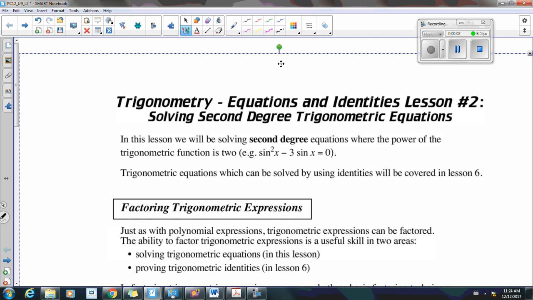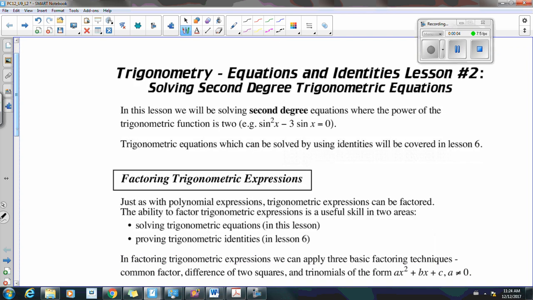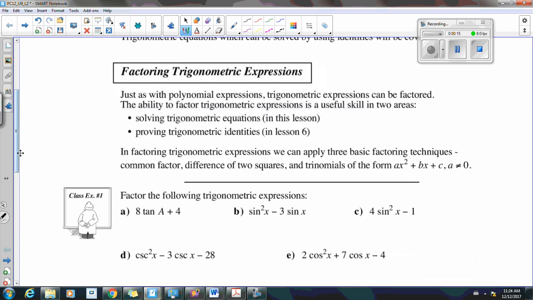Okay, so lesson 2, solving second degree trigonometric equations. So now we're solving second degree equations, which means we have things like sine squared in there and not just sine or cosine or tangent anymore. So to do this, we're first going to do a quick factoring practice.